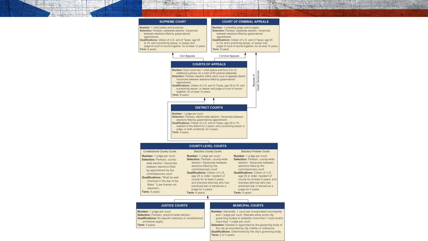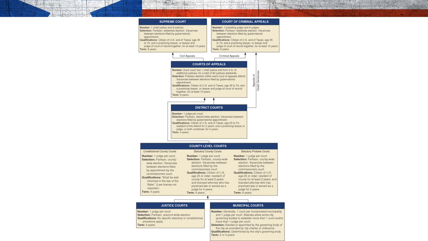For constitutional county courts, there are 254 counties in Texas, and so there are 254 constitutional county courts. They are elected in partisan elections in the county. So if you live in Tarrant County, you only vote for the Tarrant County judge. They do not have a requirement that they're a lawyer. They just have to be well informed in the law of the state. That's the standard. And then their term is 4 years.